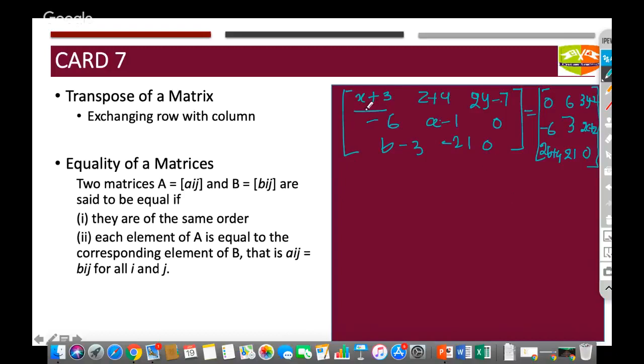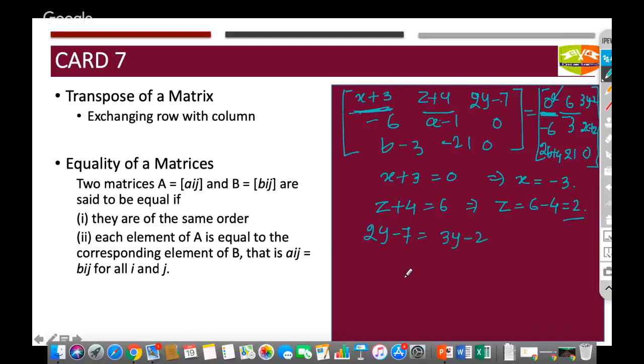So what I'll do is that this x plus 3 is first row, first column, and these two matrices are equal. So x plus 3 would be equal to the first row, first column of the second matrix. So I will write x plus 3 is equal to 0, and I'll find that x is equal to minus 3. Now this z plus 4, which is first row, second column, would be equal to first row, second column of the second matrix. So z plus 4 is equal to 6, and z is equal to 6 minus 4, which is equal to 2. And 2y minus 7 is equal to 3y minus 2 here. So minus y is equal to minus 2 plus 7, which is equal to 5. So y will come out to be minus 5.